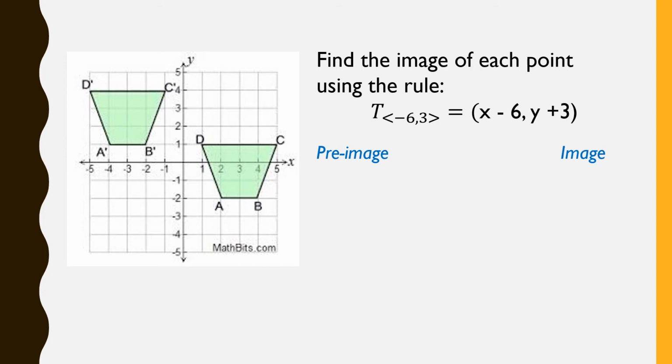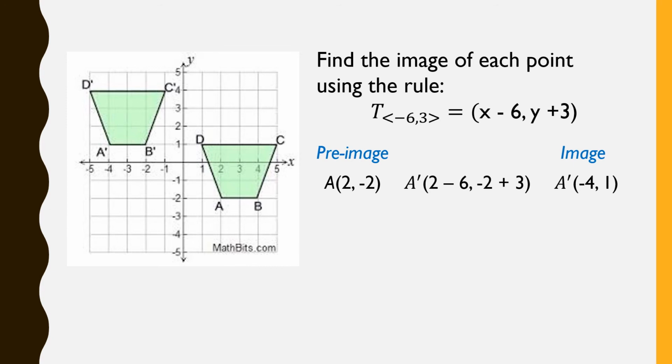So here's that same quadrilateral where we're actually going to perform the rule in order to get the image point. So we'll start with A first. Right now, A is at 2, negative 2. So if we use this rule to find the image point, you're going to subtract 6 from the x-coordinate, and you're going to add 3 to the y-coordinate. So that's 2 minus 6, which gives you negative 4, and negative 2 plus 3 will give you 1. So our image is going to end up to be negative 4, 1.